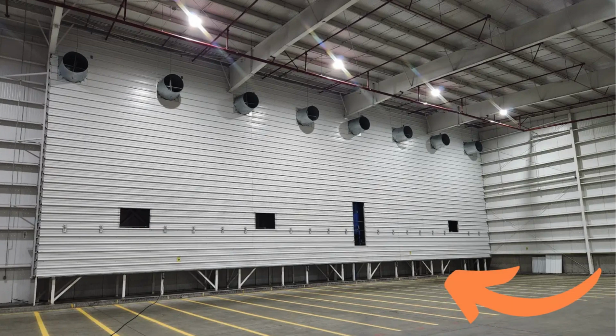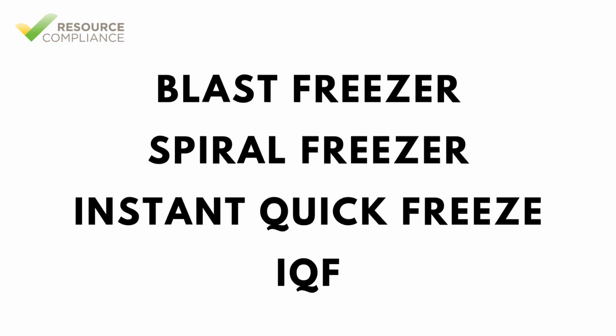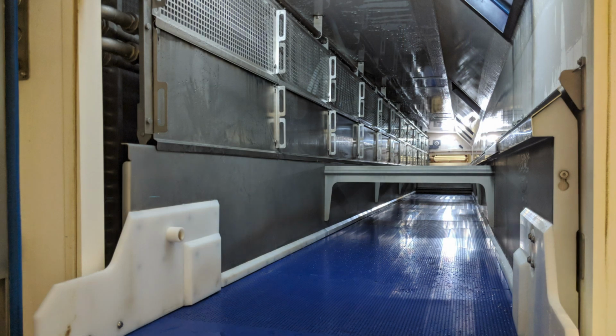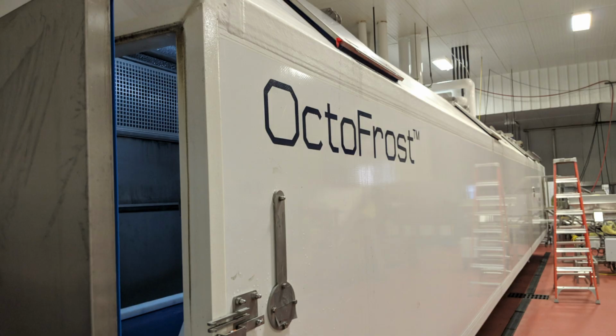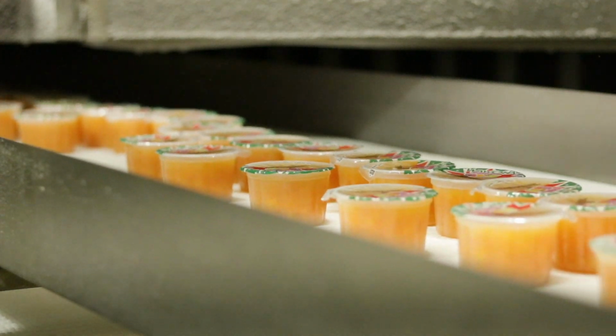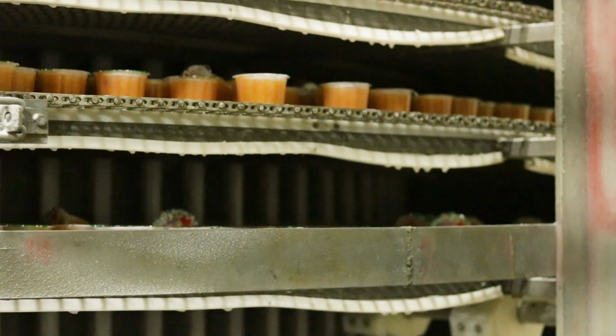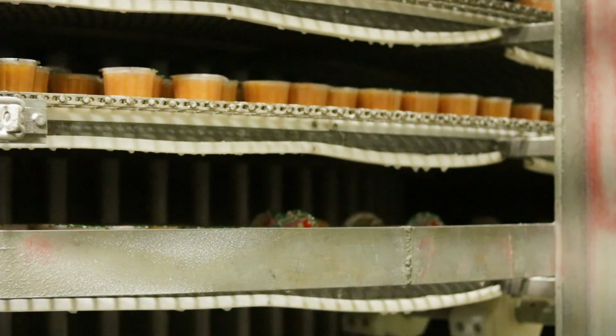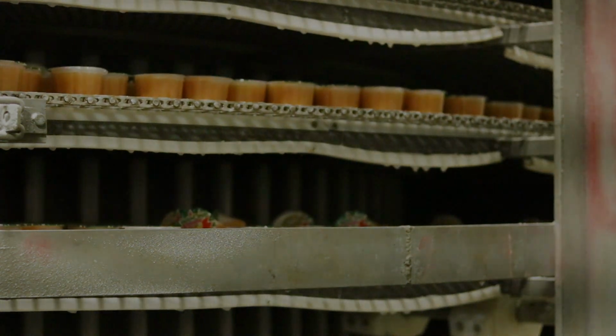The terms blast freezer, spiral freezer, and instant quick freeze, or IQF, are terms applied to evaporators that rapidly cool and freeze a food product. Often, the air cooling evaporators used in this application will be installed inside an enclosure that also has a conveyor belt that carries the product being cooled. The product enters the enclosure warm and leaves a short time later fully frozen.